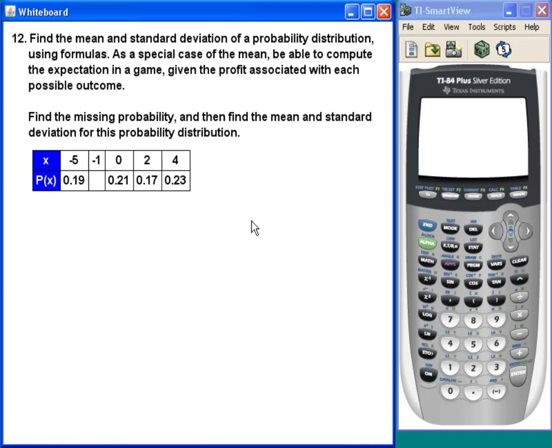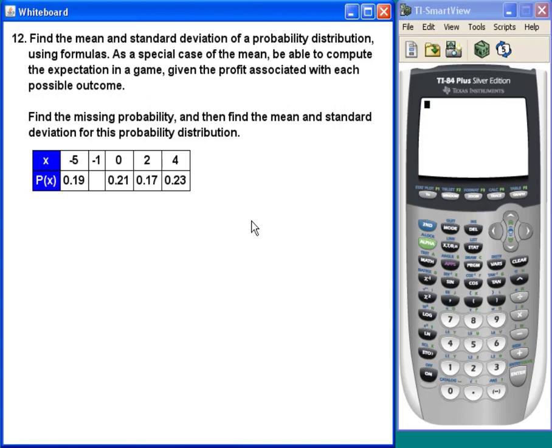Find the mean and standard deviation of a probability distribution using formulas. As a special case of the mean, be able to compute the expectation in a game given the profit associated with each possible outcome. Find the missing probability, and then find the mean and standard deviation for this probability distribution.